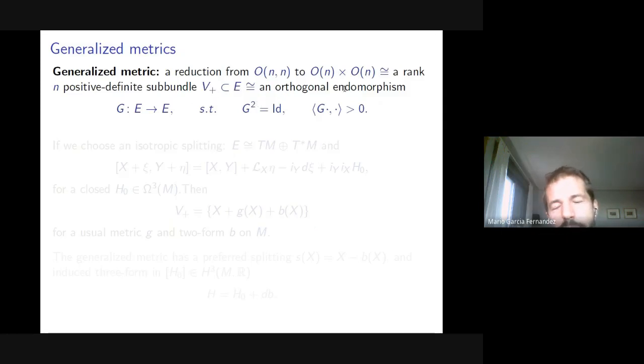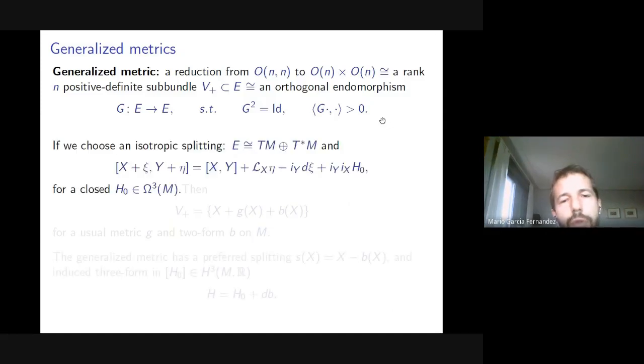Another way of seeing this is as an orthogonal endomorphism from E to E, such that G squared equals identity, and contraction of this with the ambient pairing is positive. If we choose an isotropic splitting for E as before, then this is going to be, as a bundle, just tangent plus cotangent with this twisted bracket for some H0, which is closed. I have chosen one isotropic splitting.